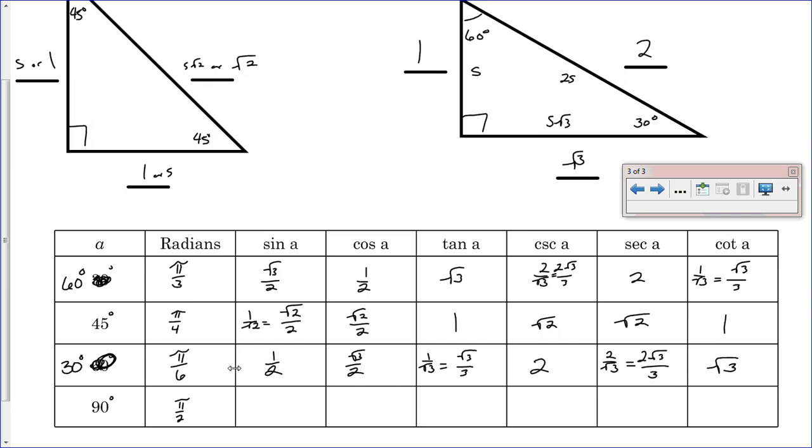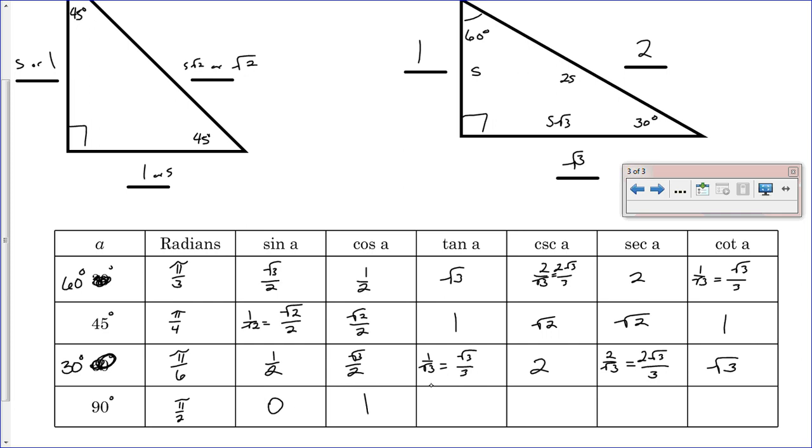Now, for 90. 90 degrees, you can't use the triangle. But if you remember from a few videos ago, back when we went over the unit circle briefly, I gave you some special sine and cosine values. So hopefully you wrote those down, flip back in your notes, and you'll see that the sine of 90 is 0. The cosine of 90 is 1.